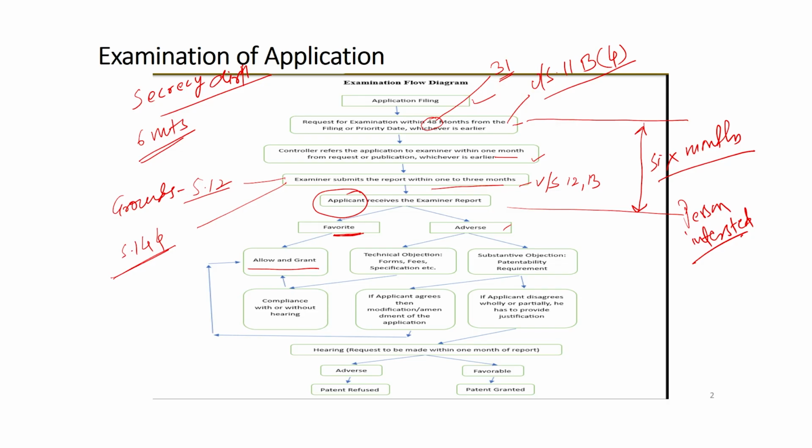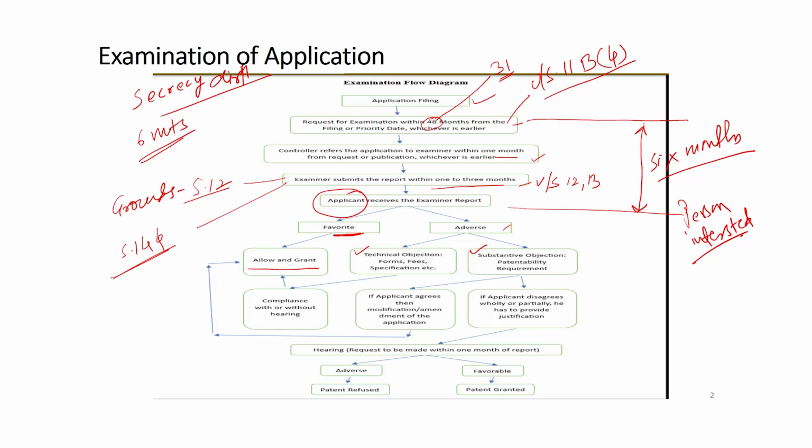Now, those adverse comments can be of two kinds. There may be technical objections, there may be substantive objections. Technical objections may include objections related to forms, fees, specification. You have not filed the correct form, you have not deposited the appropriate fee and so on. These technical objections are not very difficult to resolve, and therefore, if the person who has filed the patent application is in a position to comply with the objections, he may insist on hearing, that is a different thing. Even after hearing, if he complies with the requirements, if the technical objections are cured, then the patent shall be allowed.